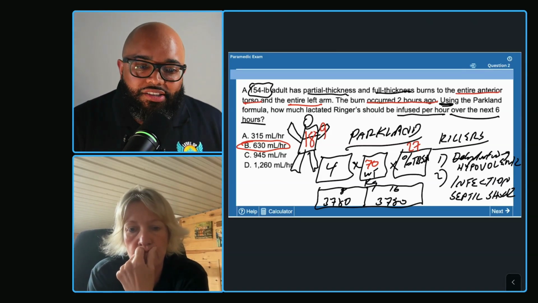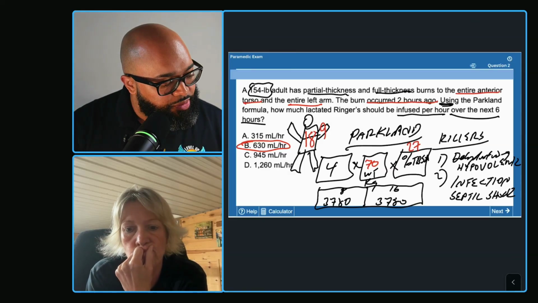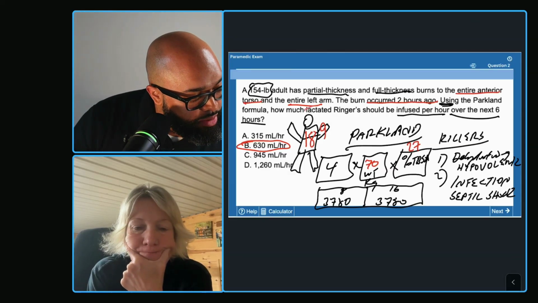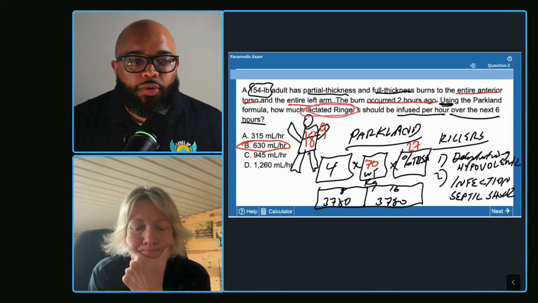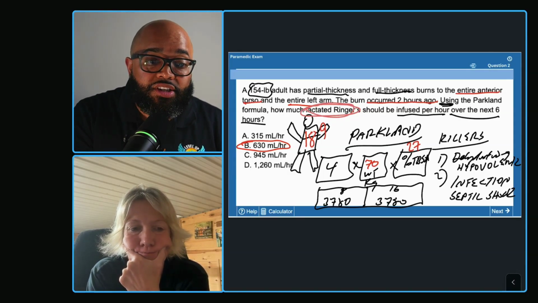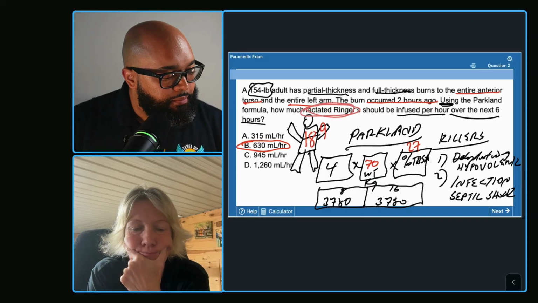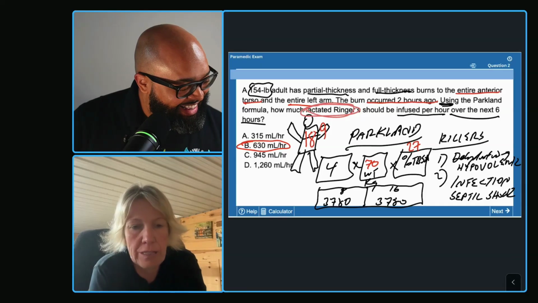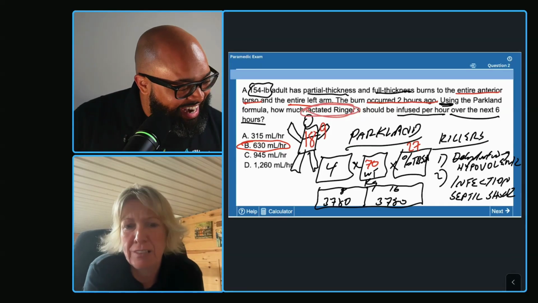By the way, what is our preferred fluid in a burn situation? Lactated Ringer's. And in fact, that's what they wanted us to give. Now, why is Ringer's the preferred fluid in major trauma, burns, and sepsis compared to normal saline? Why is Ringer's the preferred solution here?